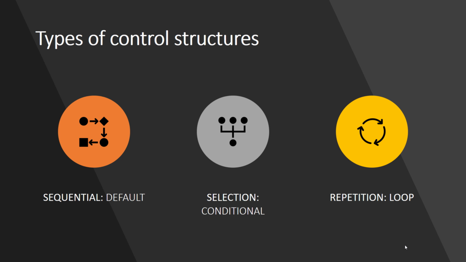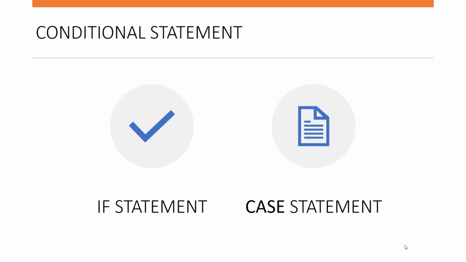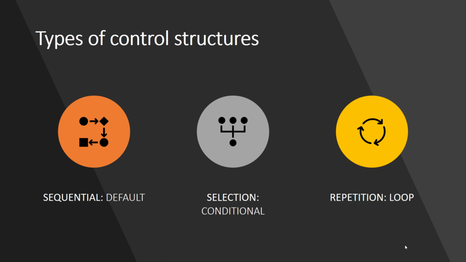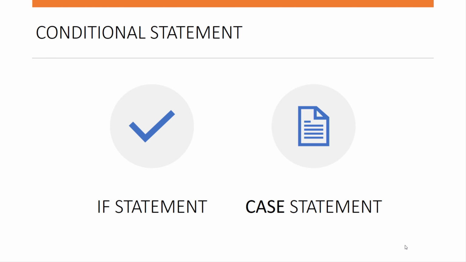Now, let's see these types of control structures in InfoBasic, how they are implemented. We start by conditional statement, because we're not going to talk about the sequential. Sequential is the default. So the programs are executed from top to bottom. So we are going to focus on these two, conditional and loops. In T24, there are two types of conditional statements. One is if statement, the other one is case statement.